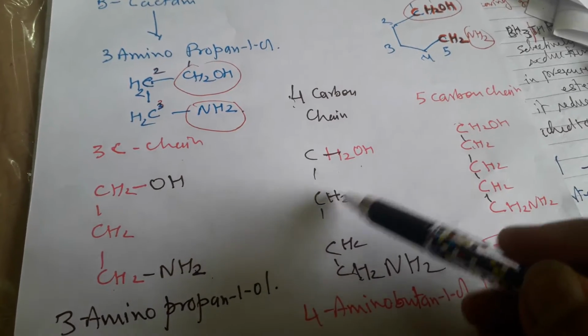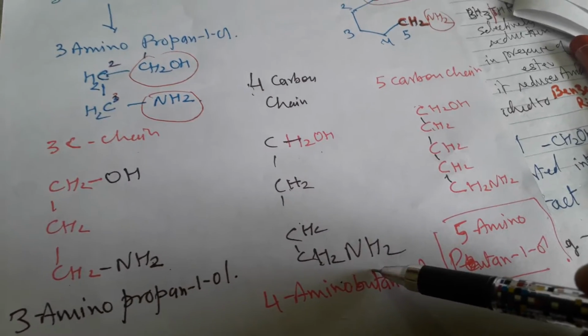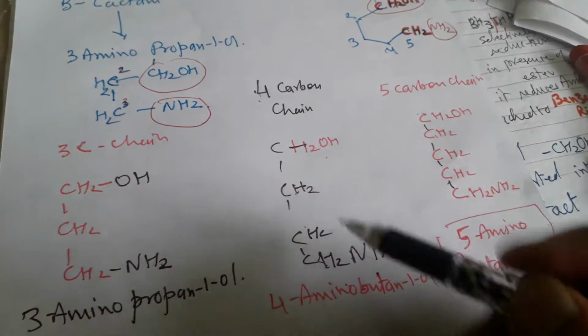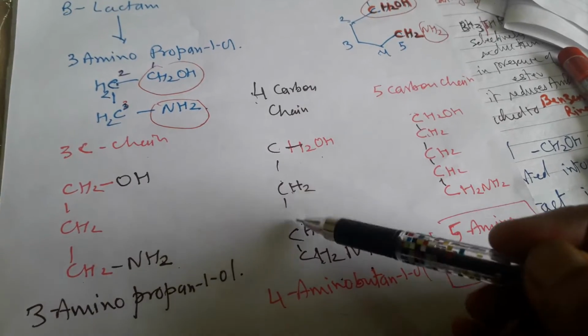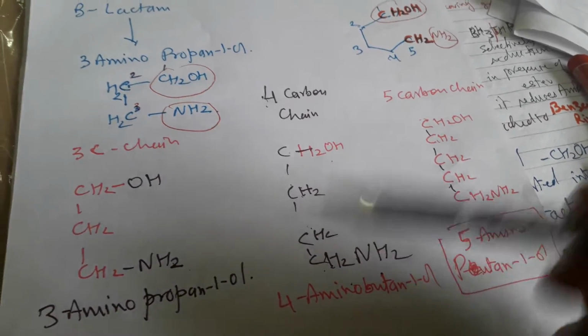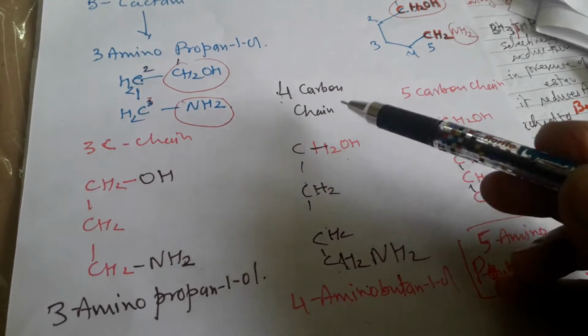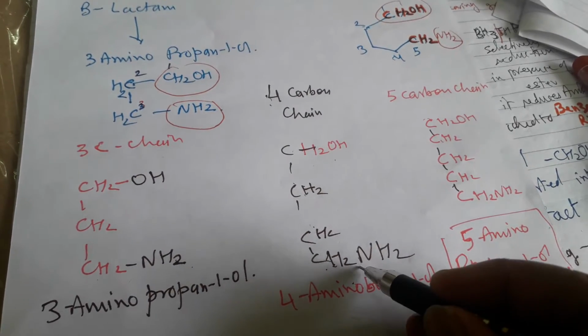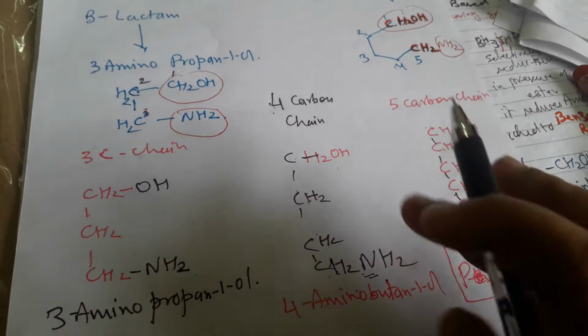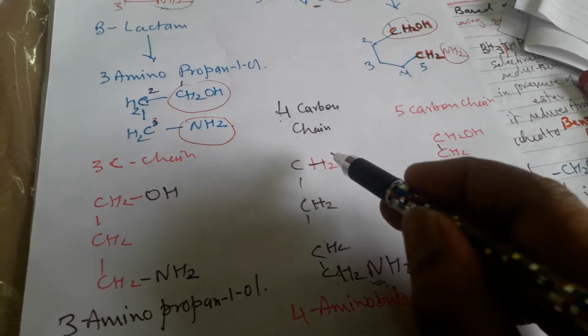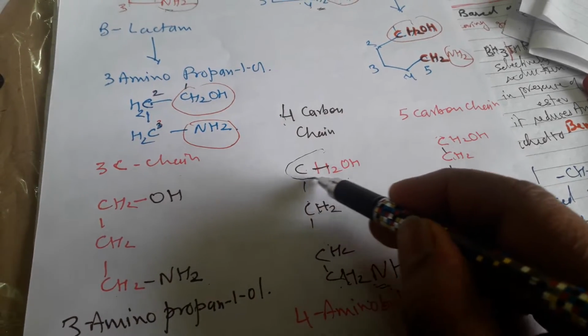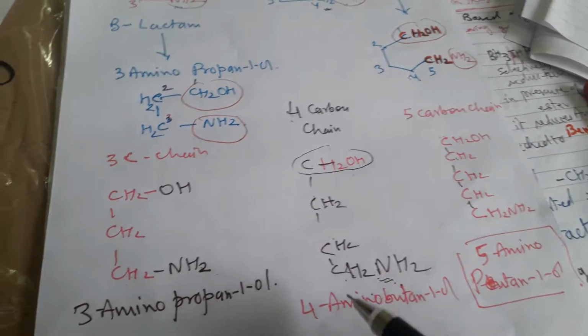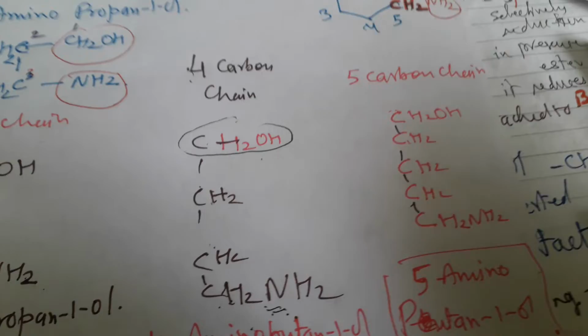Now here CH2OH, CH2, CH2, CH2, NH2. Right? This is the first carbon, and you have to count the carbons: 1, 2, 3, 4. So one nitrogen is missing over here, because nitrogen is coming over here. So you are getting an amine on this carbon, and this is a 1 degree alcohol group, and this is an amine. Okay, so this is very easy. You can do it easily.